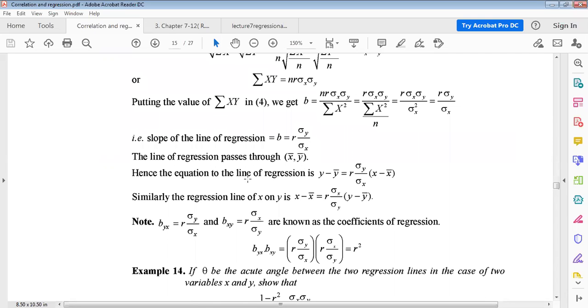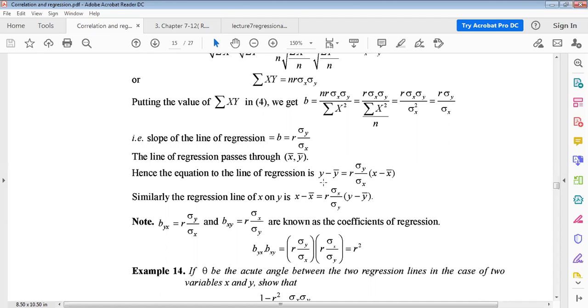So the equation to the line of regression of y on x is y minus y bar equals r sigma y by sigma x times (x minus x bar). This is actually the regression line. And similarly, the regression line of x on y will be this. These two are the formulas we have used in our solved examples. We have to use these two formulas. This is the regression line of y, and this is the regression line of x.